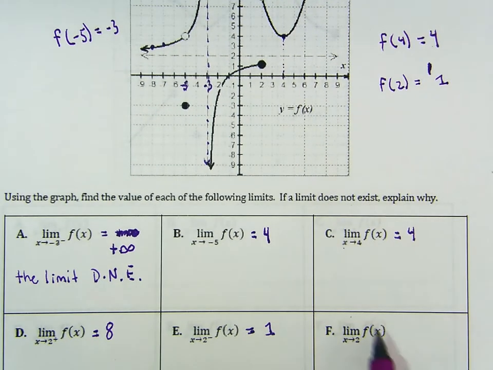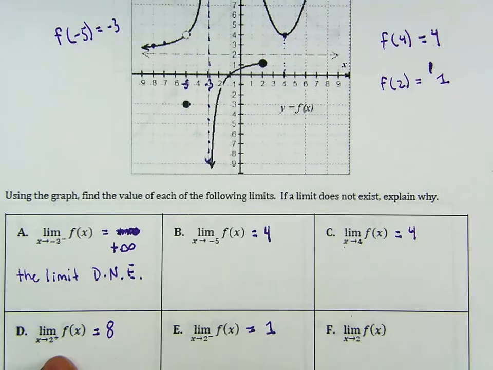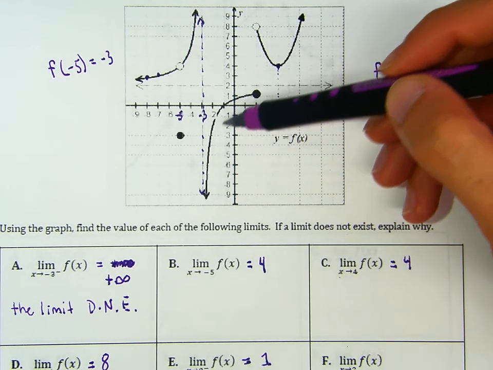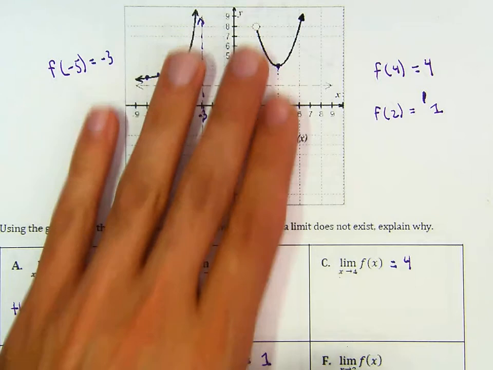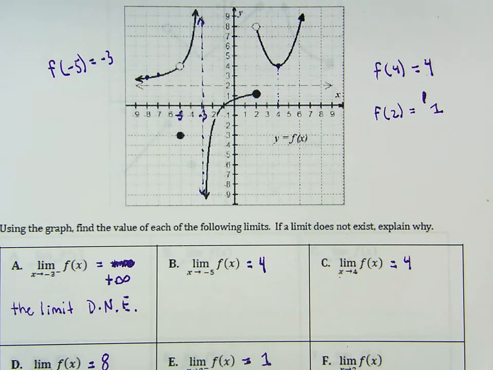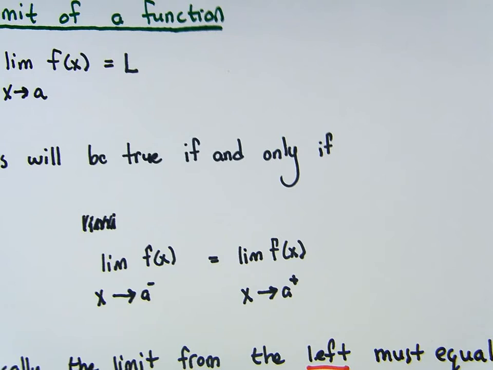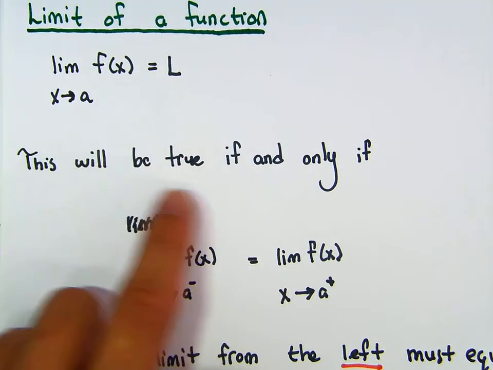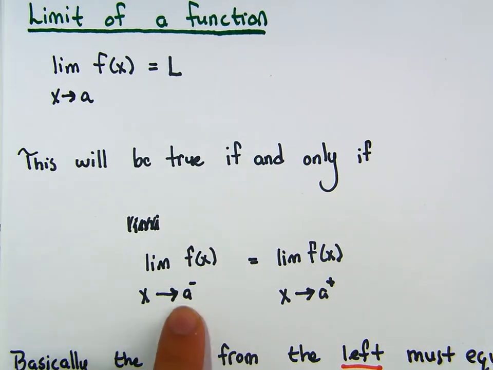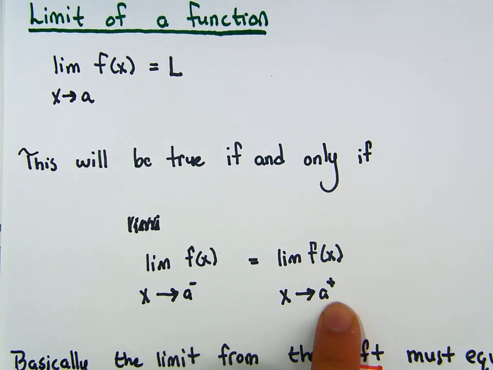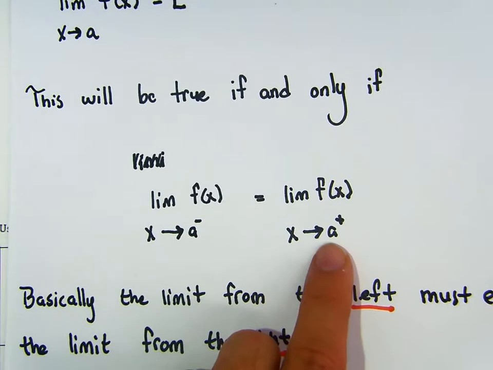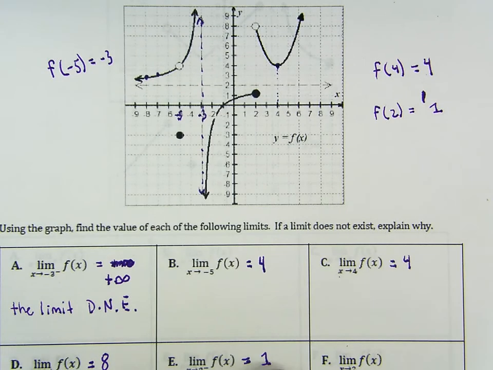This question is saying, what is the limit of f of x as x approaches 2? Notice from the right, it goes to 8. From the left, it goes to 2. Now, this is where we pause and look at our notes very quickly. For this definition of a limit, this will only be true if and only if the limit from the left equals the limit from the right. Does the limit from the left equal the limit from the right? In this case, no, it does not.